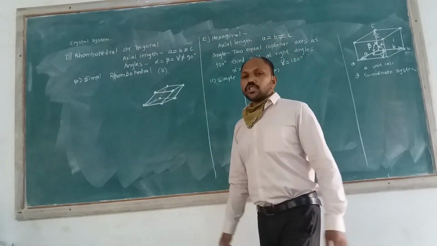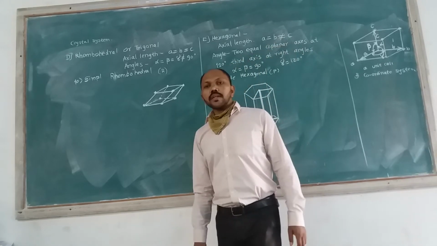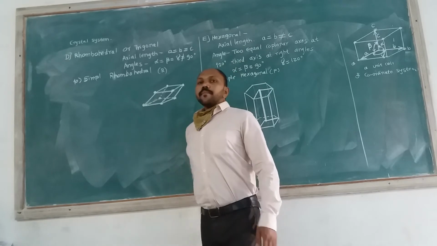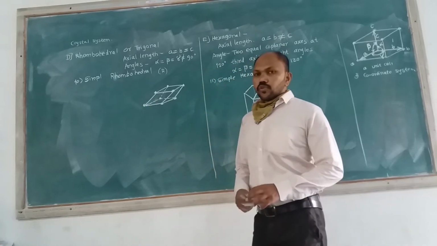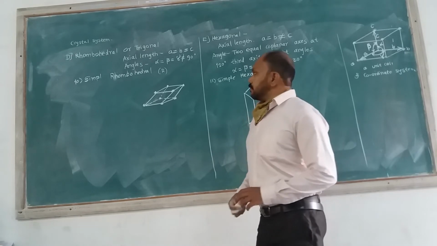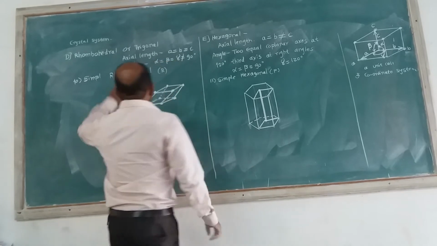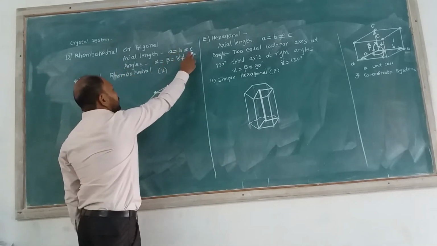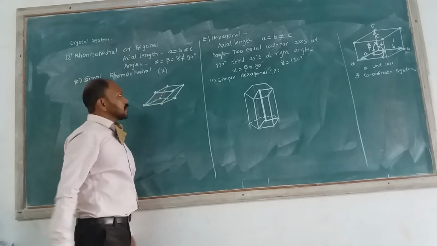The next type of crystal system is rhombohedral, or it is also called trigonal crystal system. In that only one type is available, that is called simple rhombohedral system, which is also represented with symbol R. What is the main property in this system? The property is that axial length A is equal to B is equal to C. A is equal to B is equal to C distance.